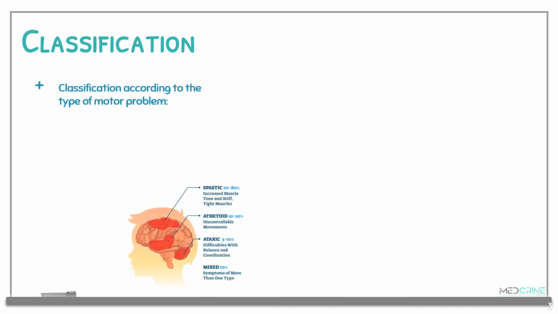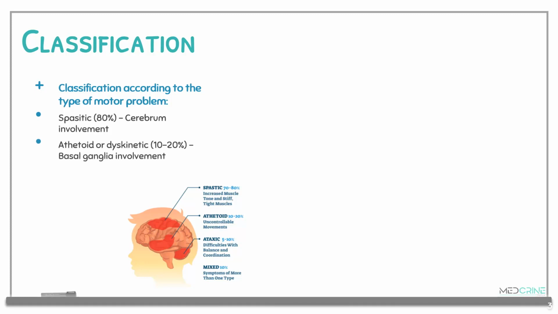Cerebral palsy can be classified based on the type of the motor problem or based on the distribution of the motor problem. When classified according to the type of the motor problem, we have 4 types of cerebral palsy. That is the spastic type, dyskinetic type known as Athetoid type, ataxic type and a mixed type. The spastic type is the one that involves the cerebrum and is the most common, accounting for about 70 to 80% of the cases. This type is associated with an increased muscle tone and stiffness and also muscle tightness.